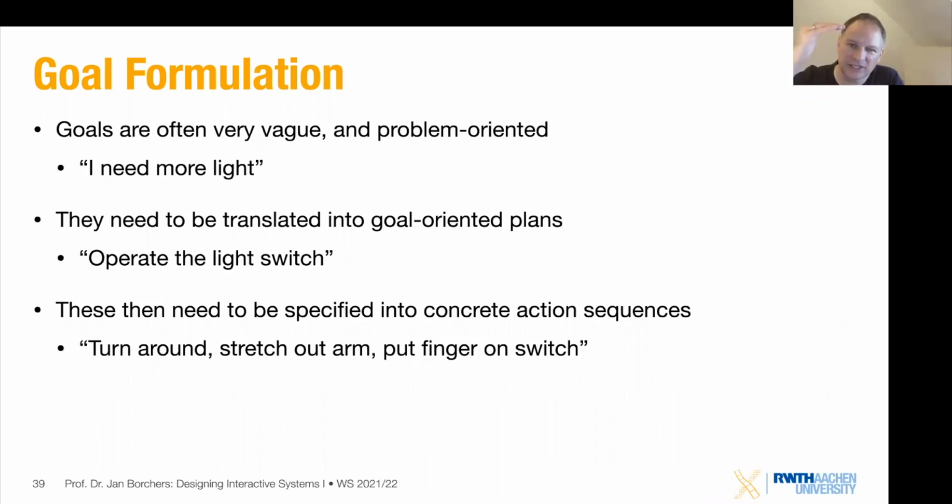Right? So you see how we are getting from a problem-oriented goal via a plan that is a little bit more solution-oriented, but not mechanically complete yet, so to say, to a concrete action sequence that could drive a robot. And also note that already there are alternative plans that we could formulate and alternative action sequences we could take for the same goal.